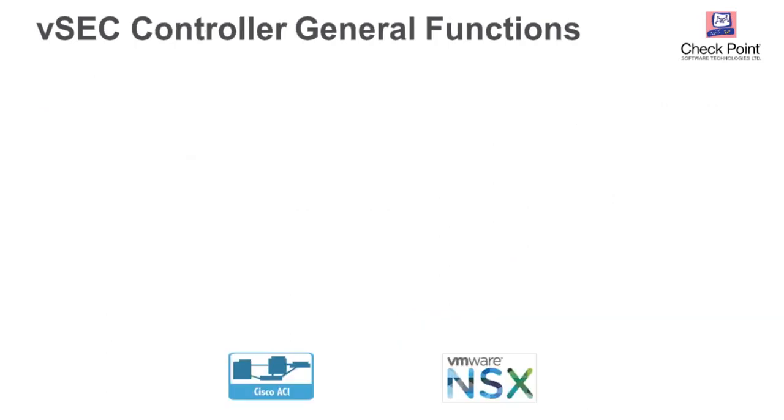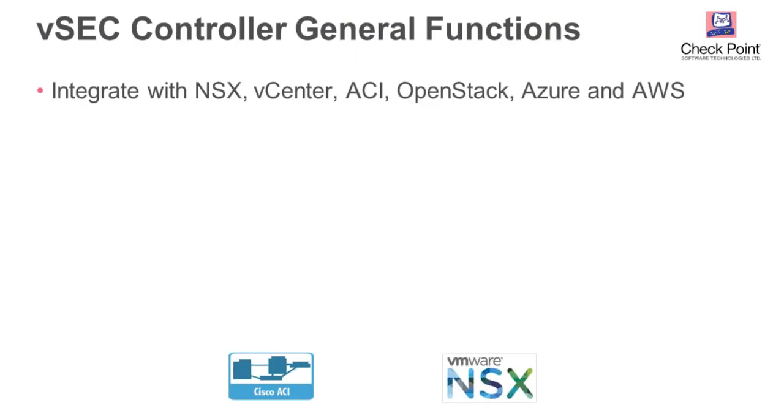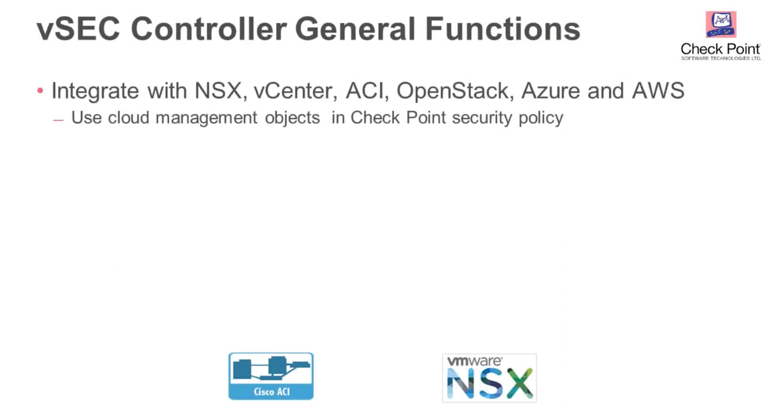The vSEC controller's general function is to integrate with the SDN controller. Notice here, we are mentioning Cisco ACI, OpenStack, Azure, and Amazon Web Services. We'll discuss this towards the end of the presentation, but for now, the focus is within the context of a software-defined data center, and therefore, in our example, integrates with VMware's NSX, which is their implementation of an SDN controller. With this integration, we can use the cloud management objects within the Checkpoint security policy, as we've seen in our previous examples.